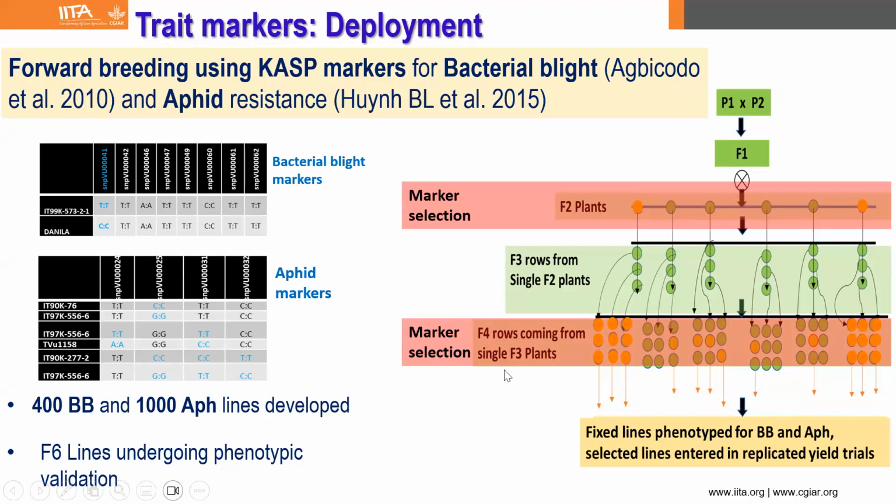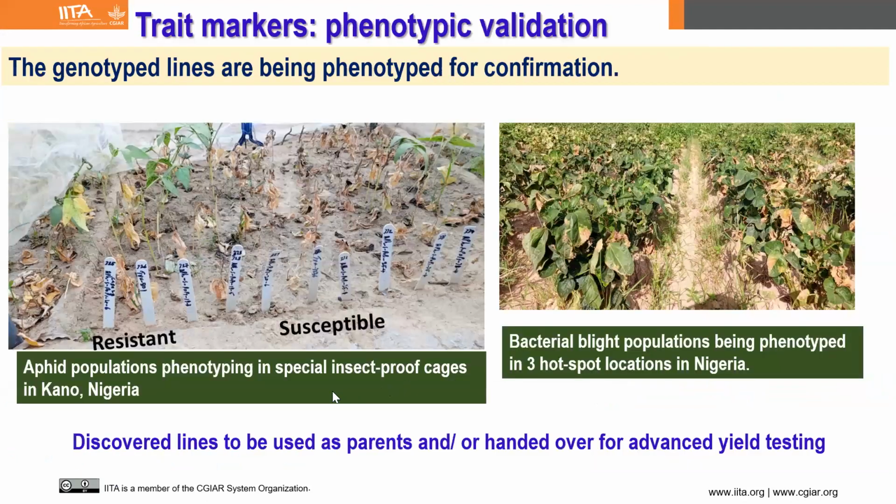And we've initiated the phenotyping of these populations. We have an efficient aphid phenotypic platform, and we are phenotyping the 1,000 lines coming from the aphid populations. And then we are also phenotyping for bacterial blight. This will just be used for confirmation that the markers are correlating with the phenotype.